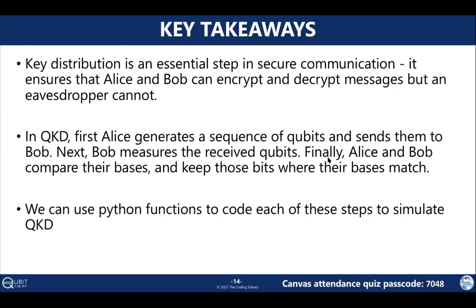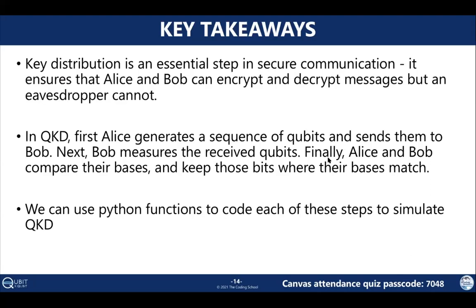So key takeaways for this portion are that key distribution is an essential step in secure communication. And we will be creating a symmetric key using a quantum channel to distribute a physically secure key between Alice and Bob.